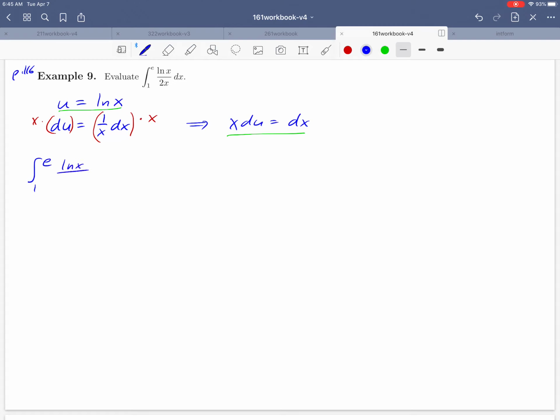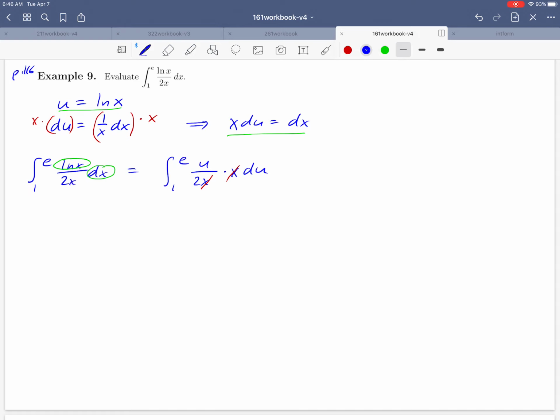We're starting from the integral 1 to e of ln of x over 2x dx, and if we substitute those pieces in, starting with the ln of x, we called that u. So we're going to get a u over 2x, and then dx, we can see from our work above, is equal to x times du. Okay, do we get any cancellation here? Well, notice that we do. We've got an x in the top and the bottom. Those x's go away. And the fact that all the x's disappeared is a good sign that maybe we made a good choice for u here.